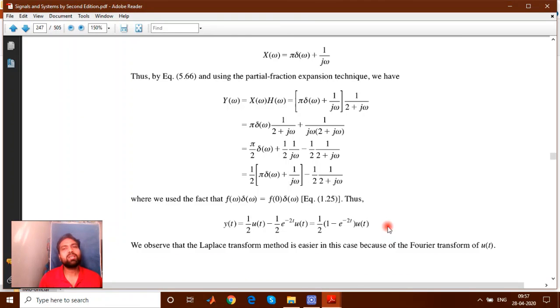This is also very much the same in the case of the Z transform, but the Z transform works on discrete time systems. So later on we'll discuss that.